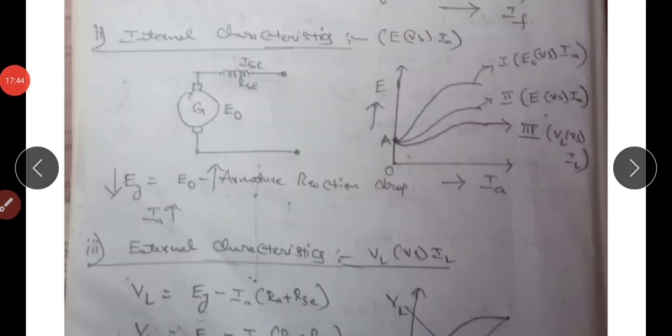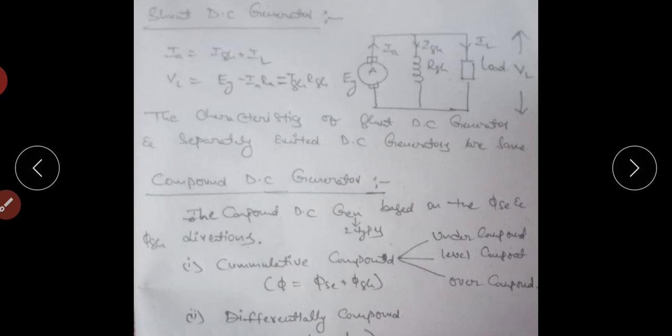Okay, this is the series generator. These are the series generator characteristics. Okay, next one, shunt generator.